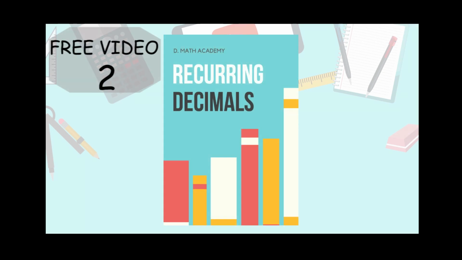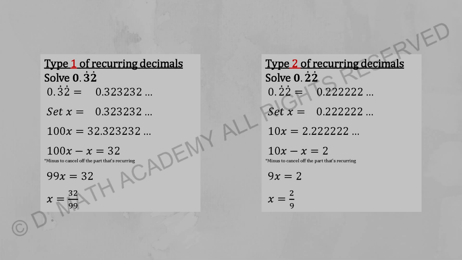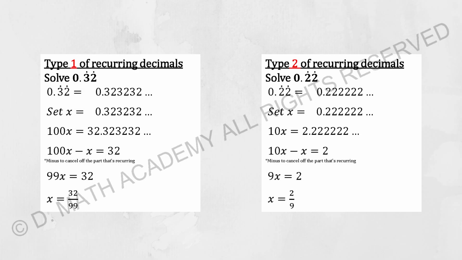So for the next topic here, we have speed, distance, and time graph. For the next section, recurring decimals.